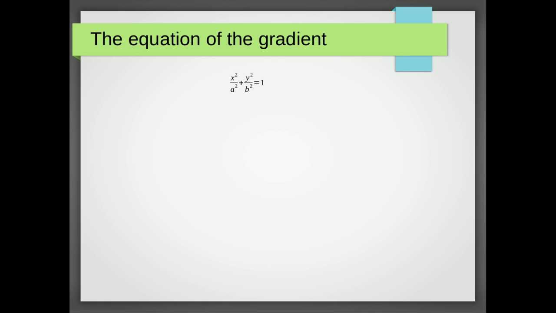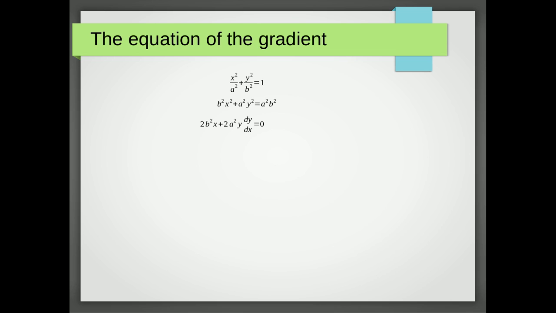So the first thing I'm going to do is multiply both sides by a squared and b squared to get rid of the denominators. So we end up with b squared x squared plus a squared y squared equals a squared b squared. It's important for us to remember that a, b and a squared and b squared are all constants. So now I'm going to differentiate.